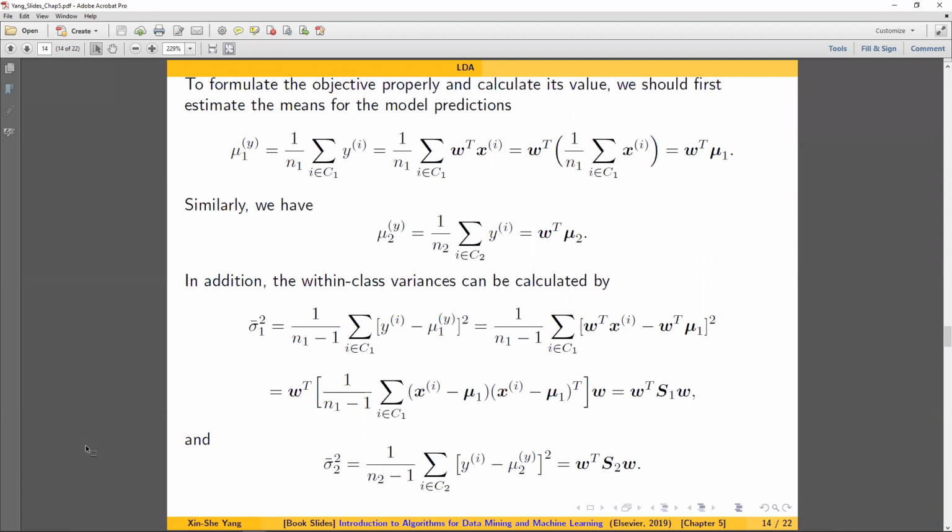So here I give you more detail on the objective function in the LDA that we are trying to maximize or minimize. It's really maximize.